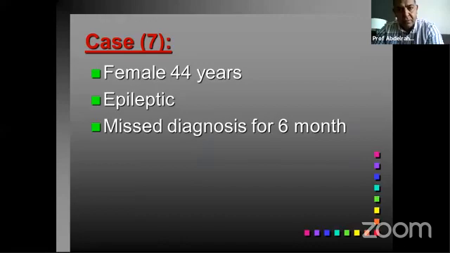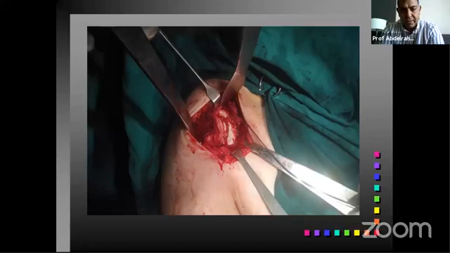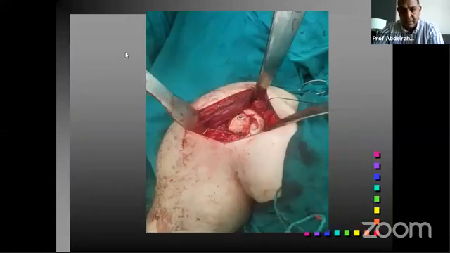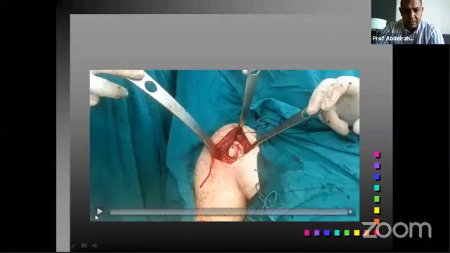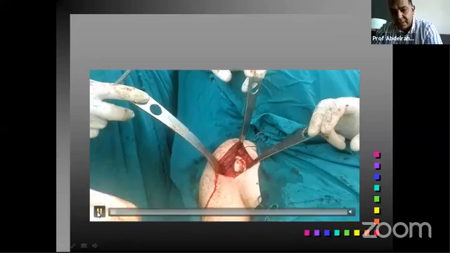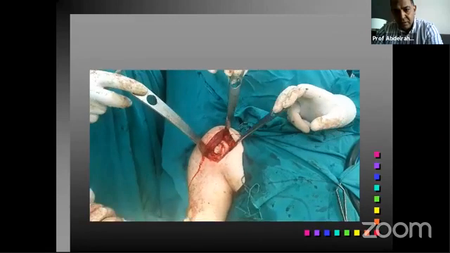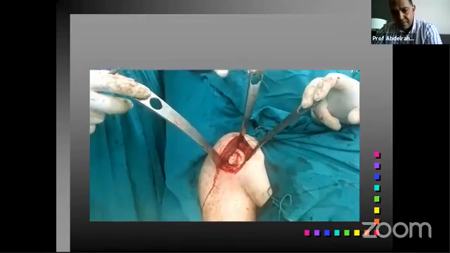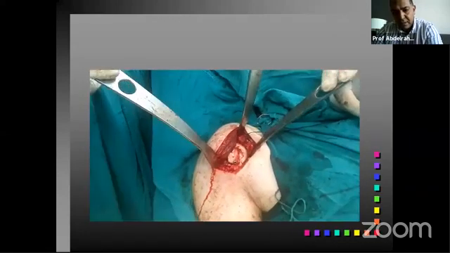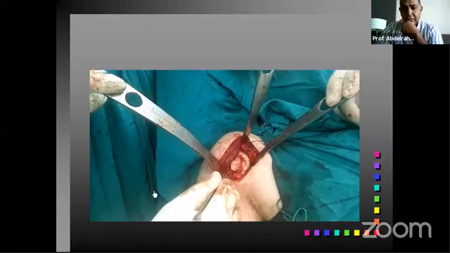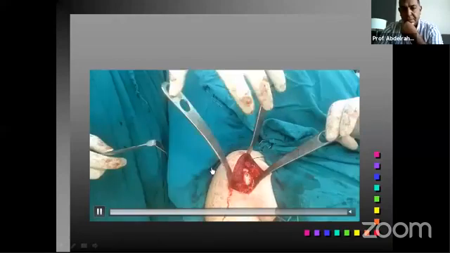The last case was female, 44 years, was epileptic, and misdiagnosed also for 6 months. And you can see the very big Hill-Sachs lesion. And also we did a graft fixed by 2 screws, and then we re-put the head inside it, and you can see the range of motion is better because you overcome the part which is defected inside the head of the humerus, and so the head will be stabilized again. And also we did refixing the subscapularis in anterior position.